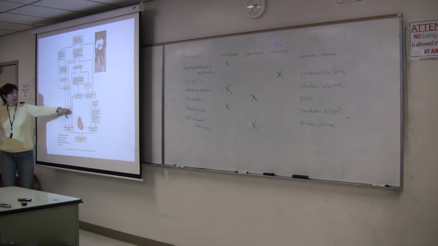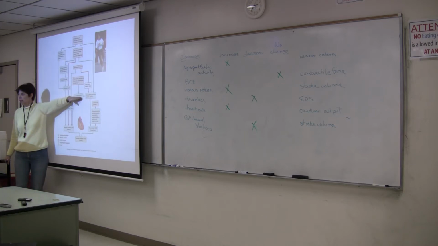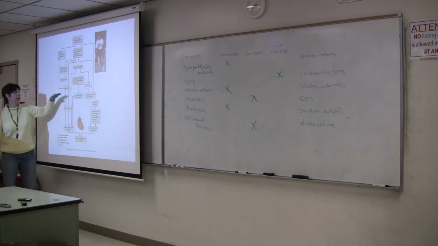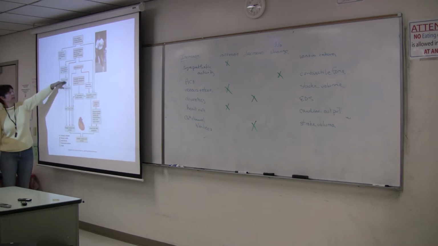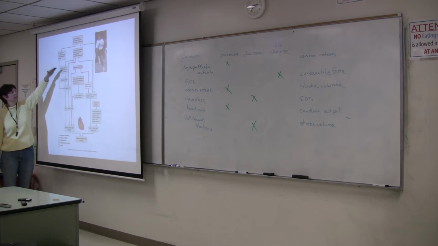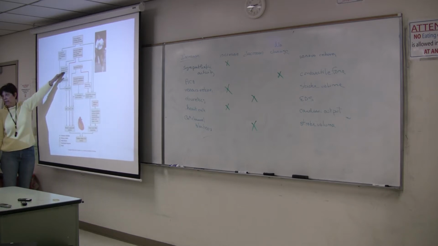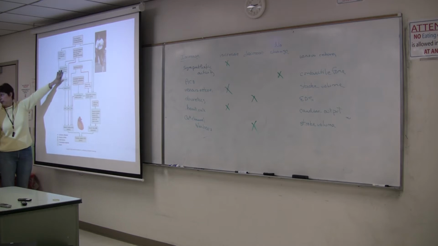If we decrease end diastolic volume, that's going to decrease stroke volume. So what factors affect end diastolic volume? Venous return. So far, these are familiar words, okay? Venous return and contractility. What affects venous return? Blood volume. What affects blood volume? Kidney activity, okay? Which we'll talk about on Tuesday in a week.